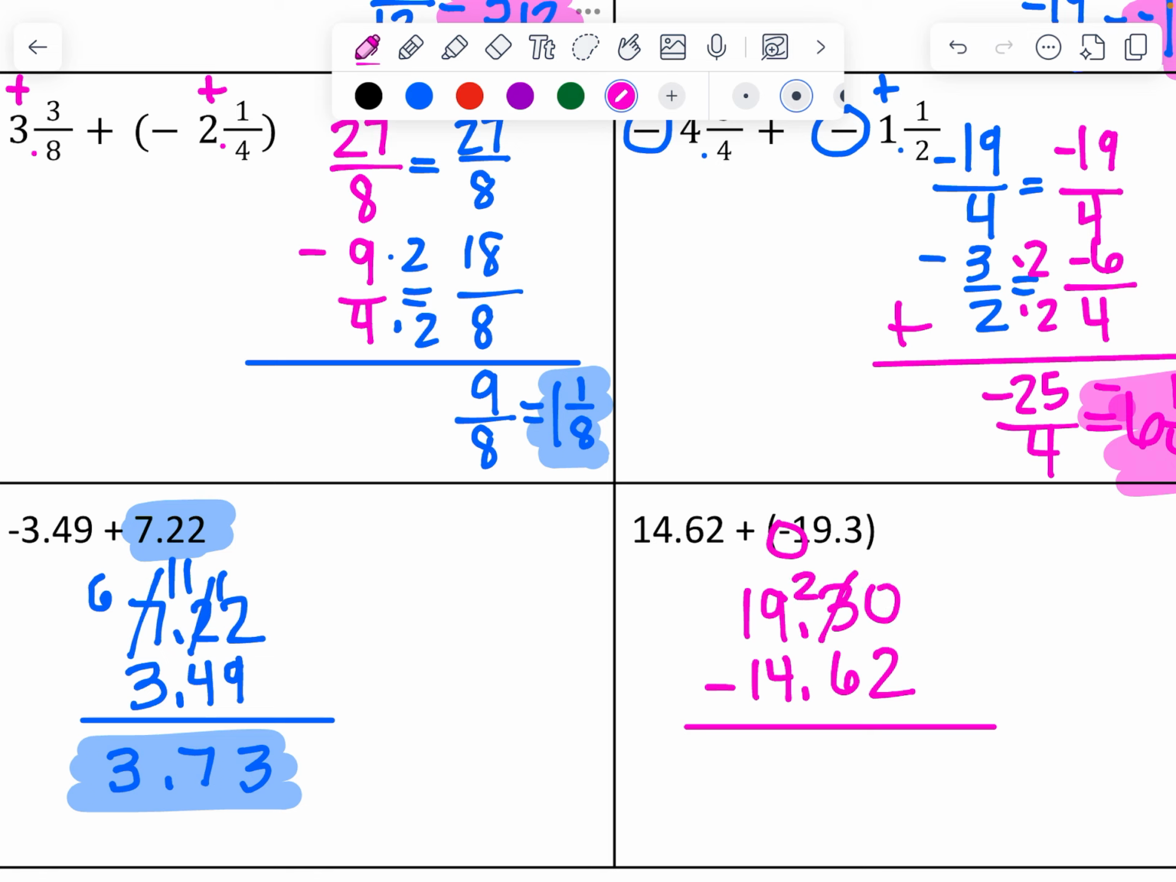Have to borrow. I get 8. Have to borrow again. 12 minus 6 is 6. 8 minus 4 is 4. And then I consider my sign is in the bigger number and it's negative. I keep my answer to be negative 4.68.